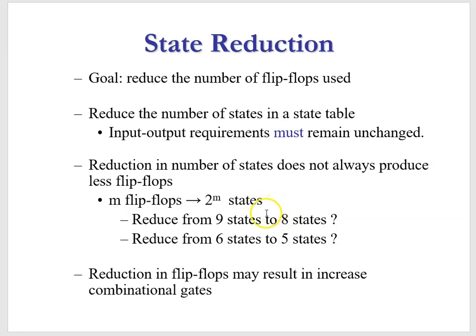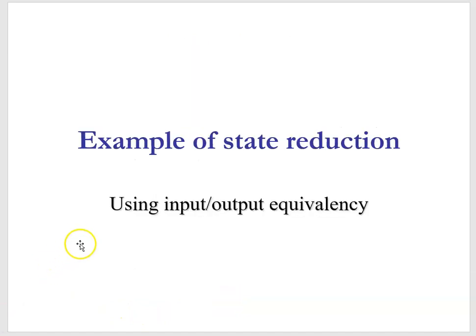So that seems optimal. However, if we can reduce from 6 states to 5 states, we're still going to need 3 flip-flops, and perhaps more combinational logic sitting in front of the flip-flops. So reduction in the number of flip-flops may increase the combinational logic in front of the inputs to the flip-flops, and that would in turn increase the propagation delay. But again, state reduction is what we're going to look at here. So reducing states, and then we're going to verify that we've done that correctly using input-output equivalency.